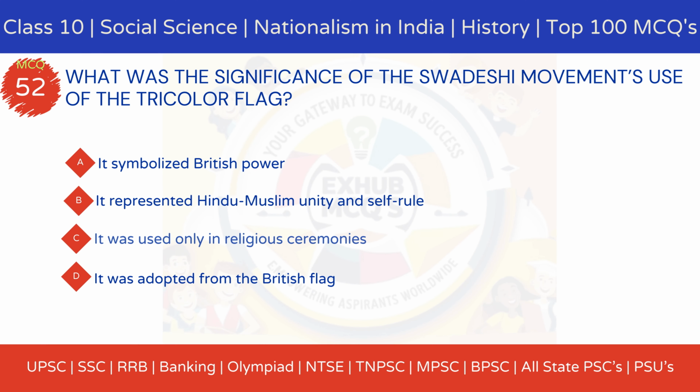MCQ 52. What was the significance of the Swadeshi movement's use of the tricolor flag? Option A. It symbolized British power. Option B. It represented Hindu-Muslim unity and self-rule. Option C. It was used only in religious ceremonies. Option D. It was adopted from the British flag.